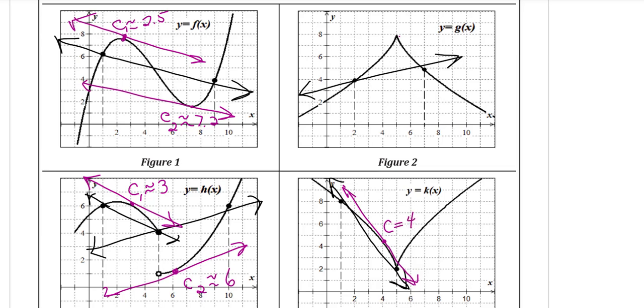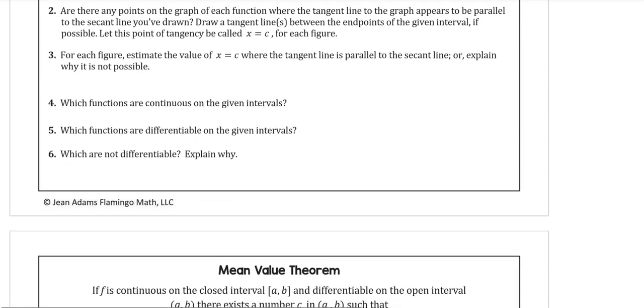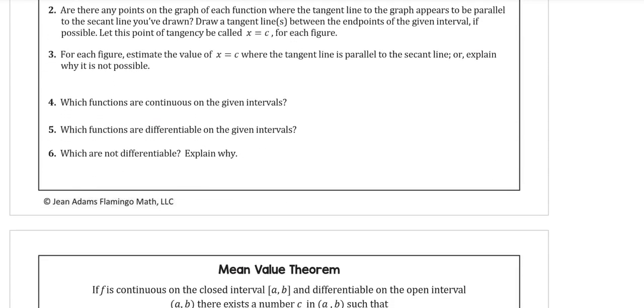Now we're going to take a look at these values that we have. Which functions are continuous on the given intervals? Well, we have 3 functions that are continuous. We have f of x, which was the first graph, the second graph, which is g of x, and the last graph, which is k of x.